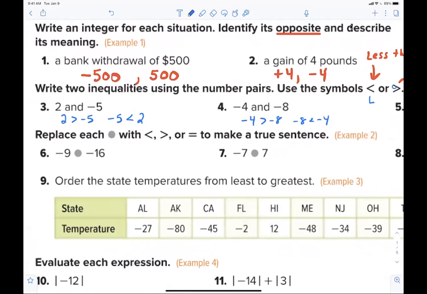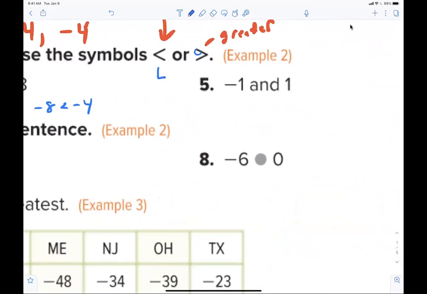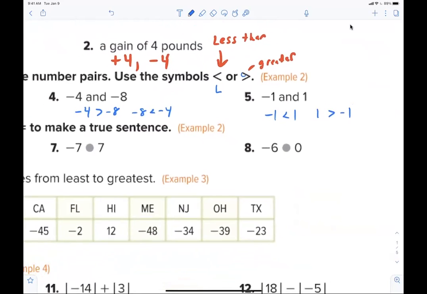Okay, Austin, you get to do number 5. Compare -1 and 1. -1 is less than. Perfect. And then 1 is greater than -1. Yeah, I told you guys, this would be easy for you.